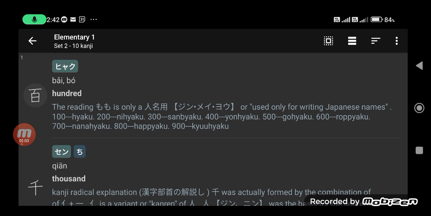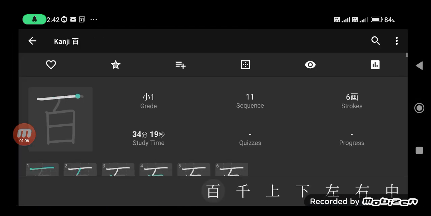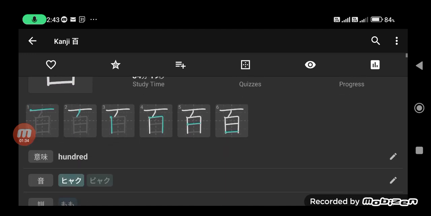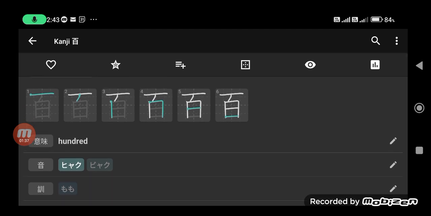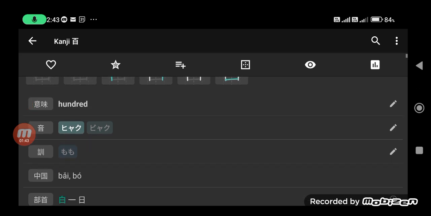So for our first kanji, for the 100, hyaku, it is 6 strokes. 1, 2, 3, 4, 5, 6. So this is how you write it. Please take note of the proper stroke order. The meaning is 100.